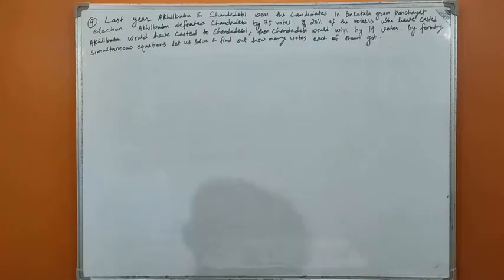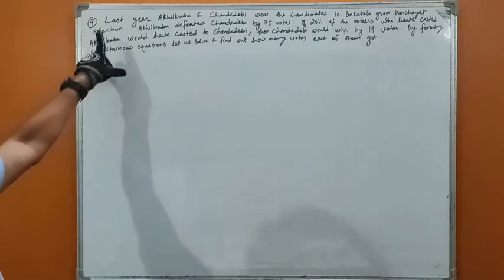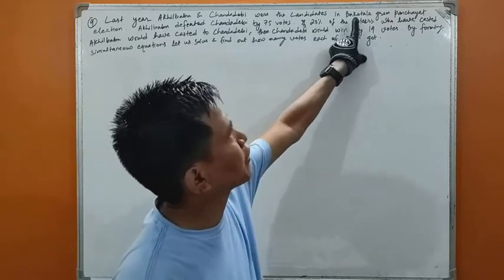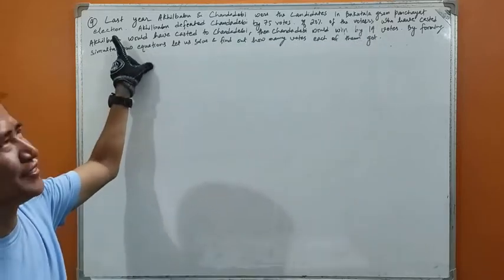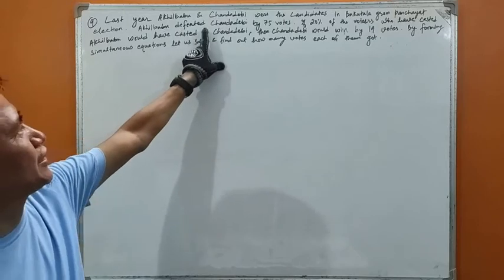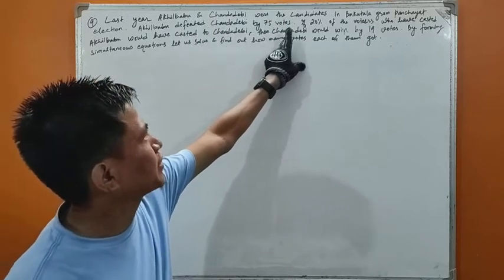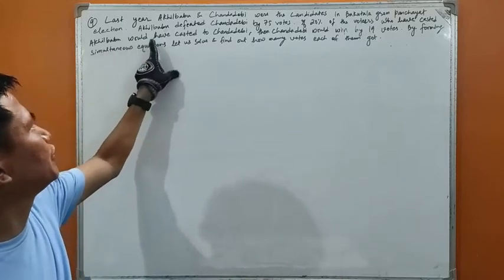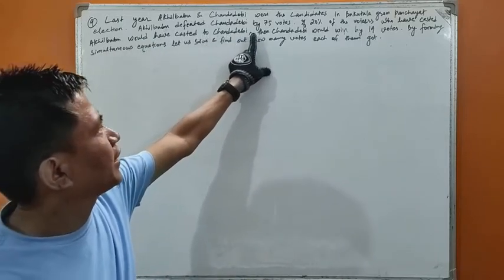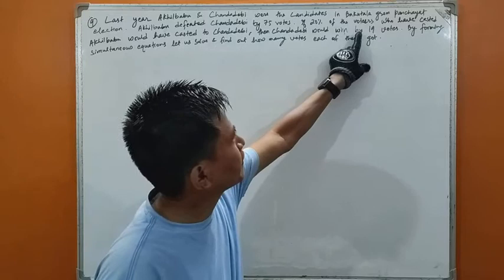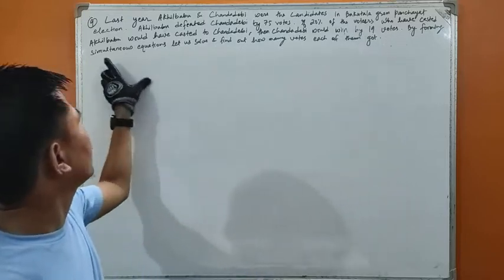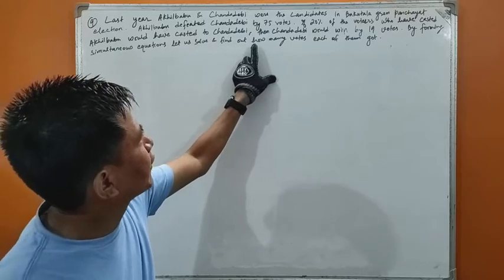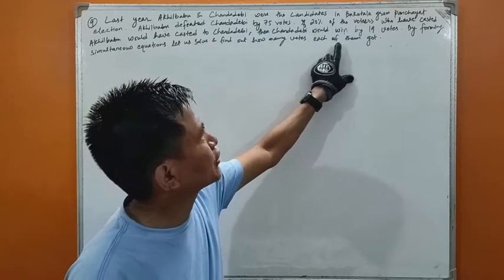Let's do question number 9. Last year, Akhil Babu and Chanda Devi were the candidates in Bakotala Gram Panchayat election. Akhil Babu defeated Chanda Devi by 75 votes. If 20% of the voters who have casted Akhil Babu would have casted Chanda Devi, then Chanda Devi would win by 19 votes. By forming simultaneous equations, let us solve and find out how many votes each of them got.